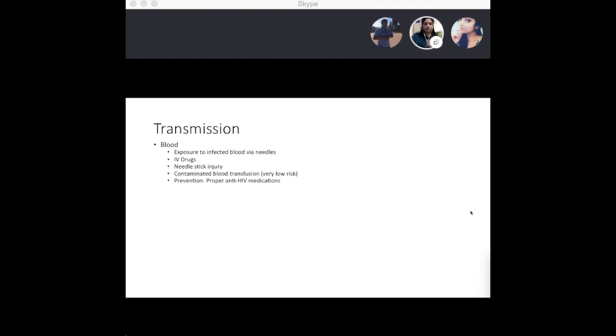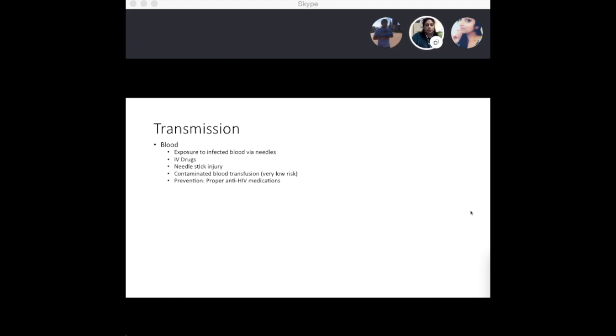So the transmission. Essentially, we're looking at the different ways we can acquire HIV, and these are mostly via contact with 3 types of body fluids. Well, actually kind of 4, but the 3 major ideas are going to be blood.